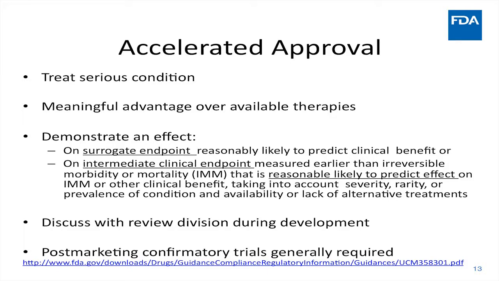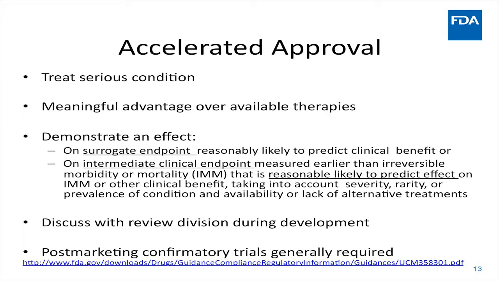The next one is the accelerated approval, which is a program, again, for treatment of serious conditions, where there might be a meaningful advantage over available therapies. And in this accelerated approval program, we rely on a surrogate marker or intermediate clinical endpoint to approve a product to make it available on the market. I will spend a little bit more time on this to try to make a distinction between a surrogate marker and what the standard clinical endpoint might be.